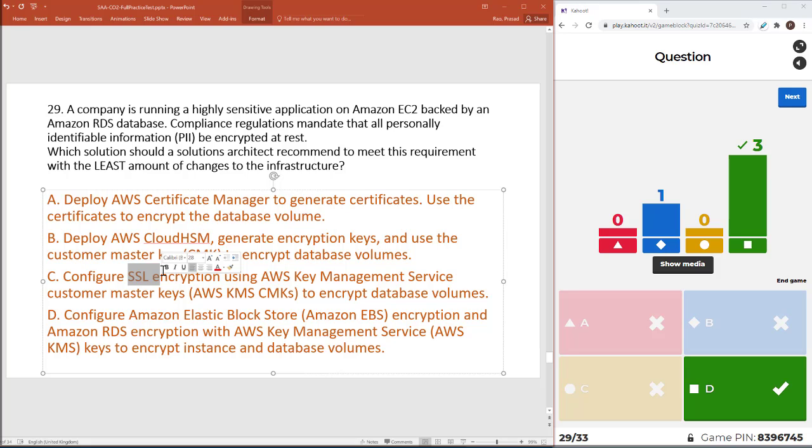For rest, it is where the data is stored. The data is stored on EBS and RDS, so that needs to be encrypted. But the second is the least amount of changes to the infrastructure. Instead of using KMS, we can always use CloudHSM, which is the hardware security module through which you can generate the key and encrypt the database volumes. Right answer, but it does not have the least amount of changes. It actually needs more changes and is a costlier option.